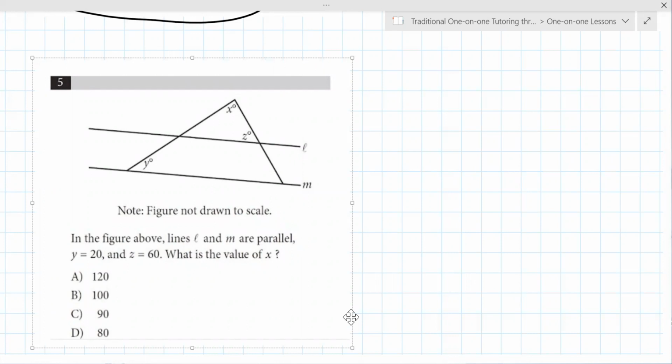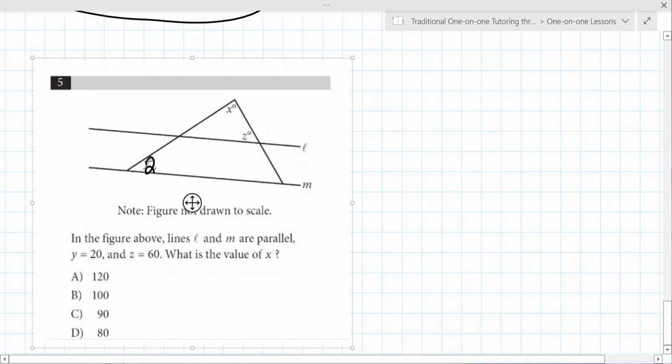So, in the figure above, lines L and M are parallel. Hold on, I'm going to write something down. Okay, so which values do they give you? Did they give you X, Y, or Z in this? Y and Z. They give you Y and Z.